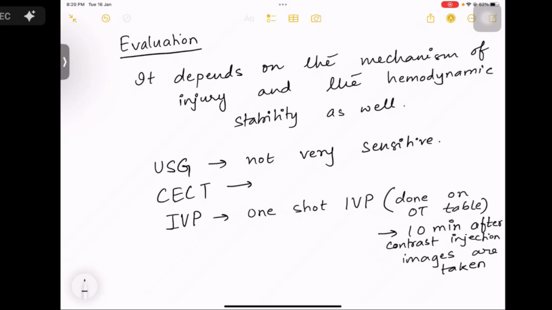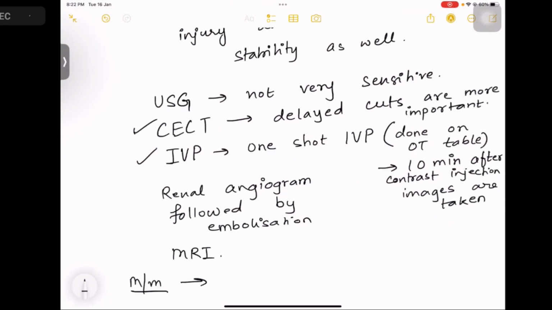And renal angiogram, that is followed by embolization, is done. So 3 investigations are done: intravenous pyelogram, on the OT table, but this is done 10 minutes after the contrast has been injected to see the images properly. Then we have the renal angiogram followed by embolization, and third we have MRI.